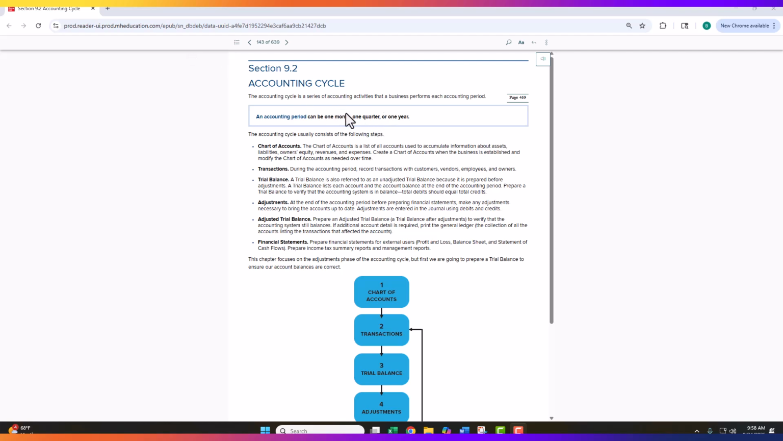The best practice is probably to do them monthly so that you get more timely information about the financial health of the company. But of course, it costs money to go through this process of making adjusting entries. You have accounting work to do, so you'd have to pay employees to do that. So in practice, it might not always happen monthly, especially if we're talking about smaller businesses.